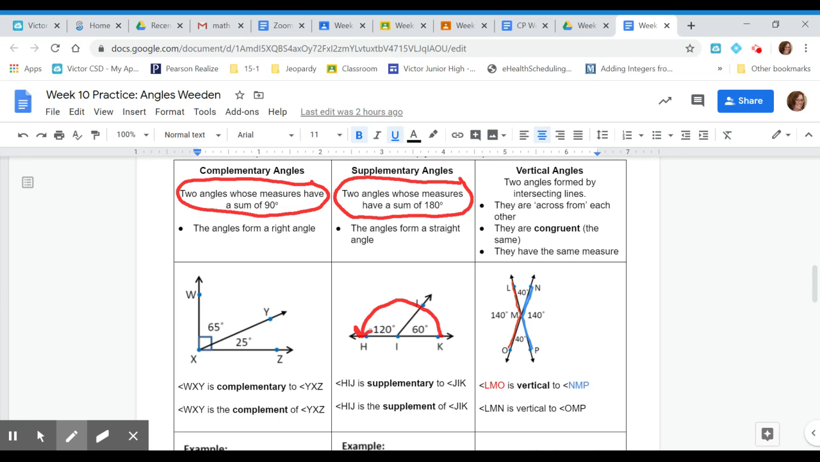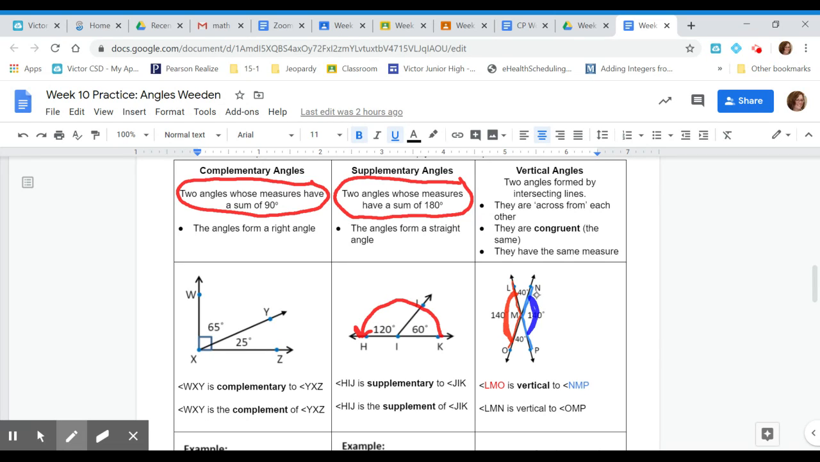So vertical angles are a little different. It's not like the word vertical meaning going up and down. So first of all, I've highlighted the two angles that are vertical, and they're going to be the same. So this one here is 140 degrees, and this one over here is also 140 degrees.